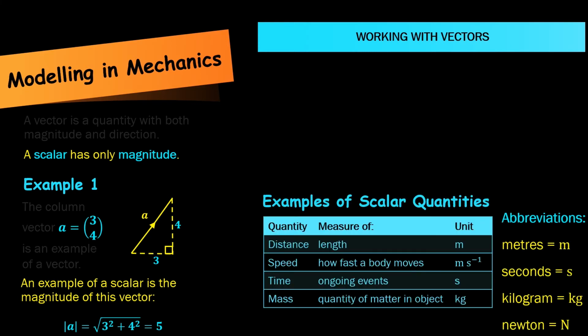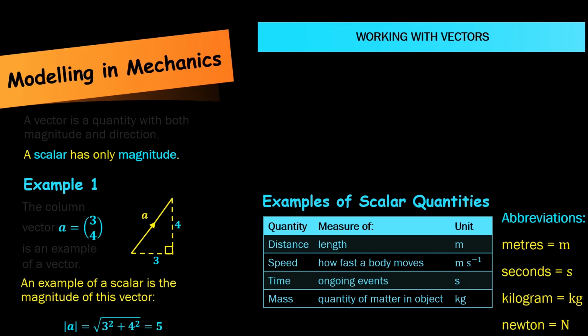We're now going to take a look at some examples of scalar quantities. Some examples include distance, which is a measure of length. The SI unit for this is, of course, meters. We also have speed. It tells you how fast a body moves. This is measured in meters per second. Again, these are all SI units.